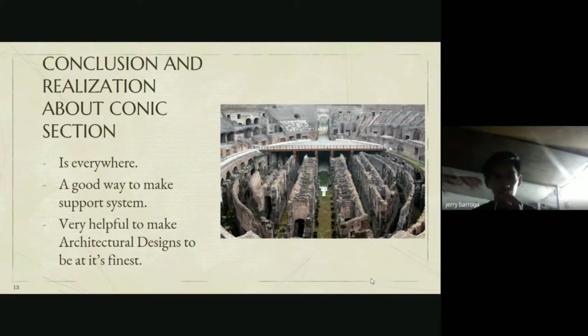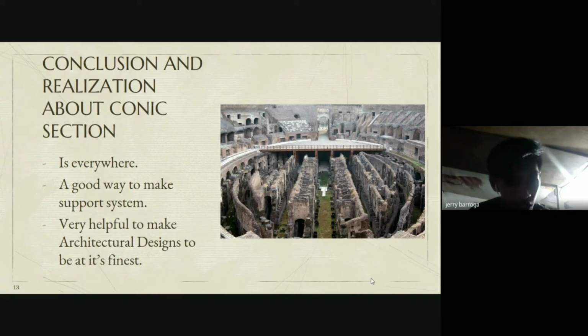Thank you. So to sum it up, conic sections have a big role in making our lives convenient. Actually, they can be seen everywhere because wherever we go, we can see circles, parabolas, hyperbolas, and ellipses, whether man-made or natural. Ancient people used conic sections in the structure of their buildings, and not only in the past, because nowadays we still use conic sections as a good way to make support systems, like buildings, towers, bridges, and even the design of company buildings.